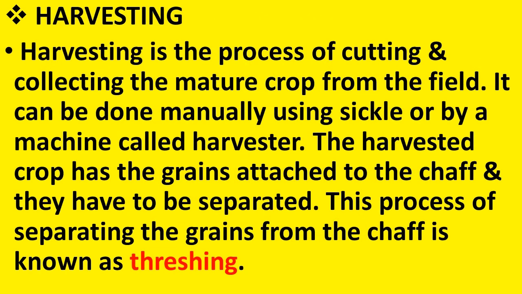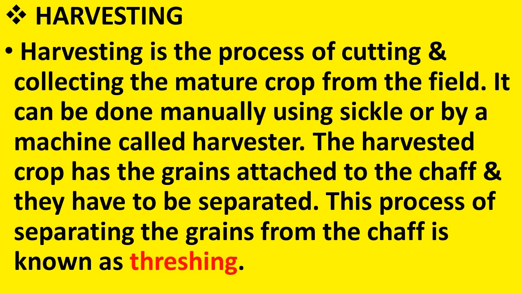Now, we will discuss the harvesting process. It is the process of cutting and collecting the mature crop from the field. It can be done manually using a sickle or by a machine called a harvester. The harvested crop has the grains attached to the chaff and they have to be separated. This process of separating the grains from the chaff is known as threshing.